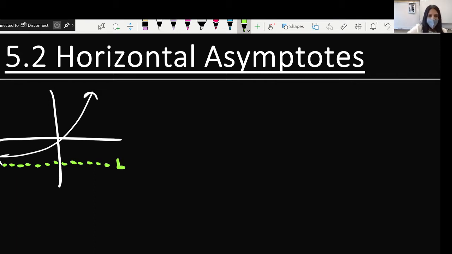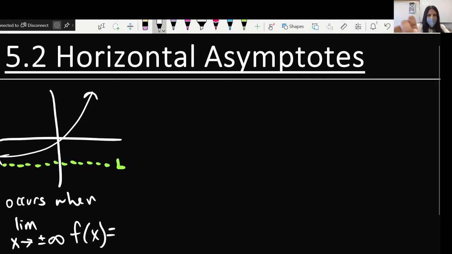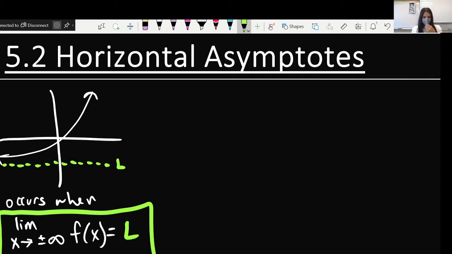So if I call this L, we know that this occurs when the limit as x approaches plus or minus infinity of f of x equals L. And I'm going to put a box around it to make it stand out. So the L we're talking about is just right there. And I think there's not a whole lot else to explain with that.